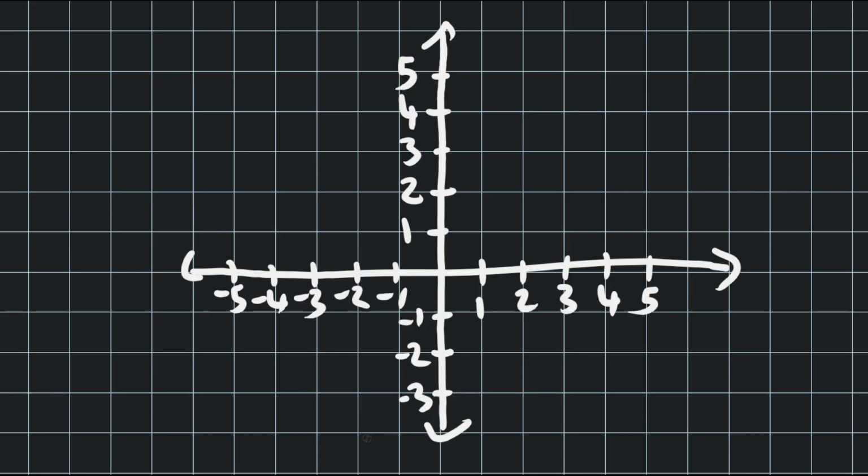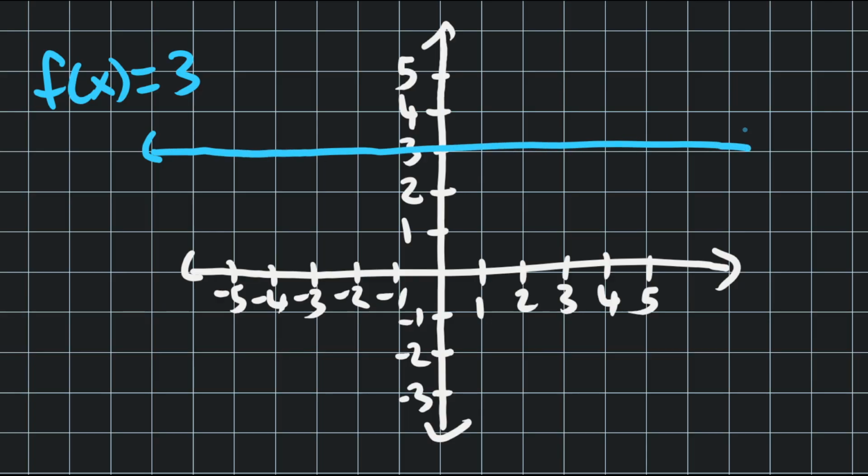Okay. So let's try to find the domain and range of a certain set of functions. Let's start with a constant function. Let's say we had f of x equals 3. So f of x equals 3 is drawn just like this. Because we know this is a constant function. And let's find the domain and range.